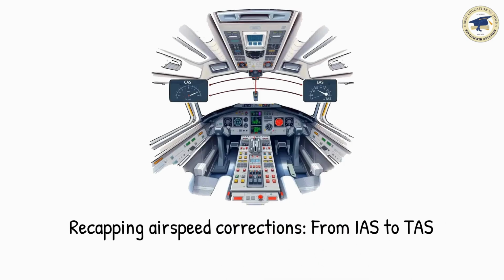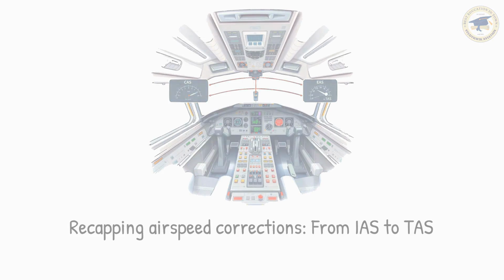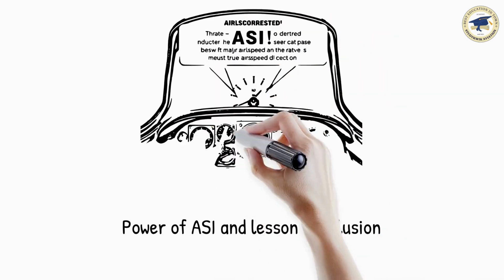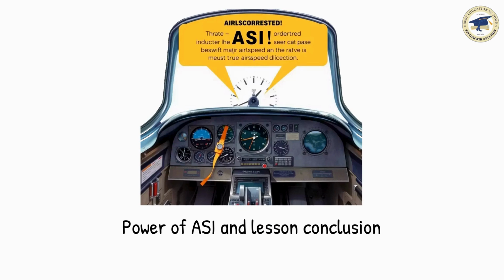Let's recap the full chain one last time. IAS, CAS, EAS, TAS. IAS corrected for instrument and position error equals CAS. CAS corrected for compressibility equals EAS. CAS or EAS corrected for density equals TAS. So the ASI, though simple in appearance, is a powerful tool that tells us how fast the aircraft is moving through the air once we apply all necessary corrections. That wraps up our lesson on the airspeed indicator, ASI, its principle, construction, calibration, errors, and corrections leading to TAS.